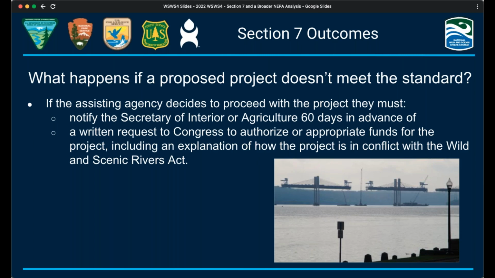That's what happened in the case of the bridge shown here. The National Park Service determined that the bridge would have an adverse effect on the scenic and recreational values of the St. Croix Wild and Scenic River. Congress intervened to allow the bridge project to be constructed. Congressional intervention has rarely happened since the act was signed into law. There have only been 2 examples as of 2021.